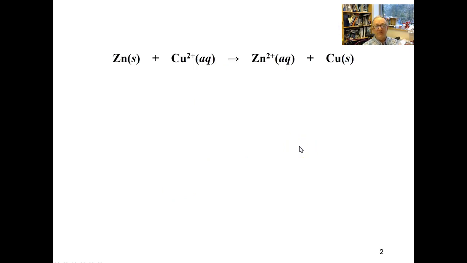So let's look at a reaction. Let's look at zinc solid plus copper 2 plus aqueous react to make zinc 2 plus aqueous plus copper solid. This is going to wind up being an oxidation reduction reaction. And let's figure out how that is.